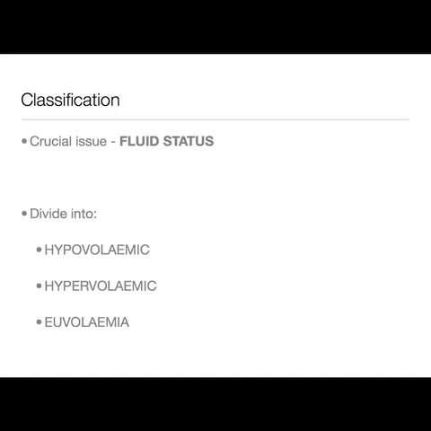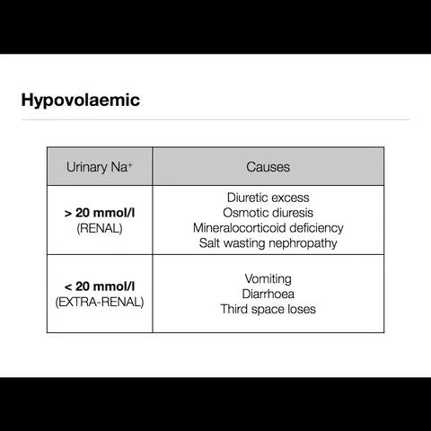As sodium and water are so tightly linked, the crucial issue in talking about the causes of hyponatremia is indeed fluid status. And you should first divide up your causes into hypovolemic, hypervolemic, and euvolaemic. And what I want to go through now is how to further subclassify each of these to try and reach some kind of diagnosis. So let's start with hypovolemic.